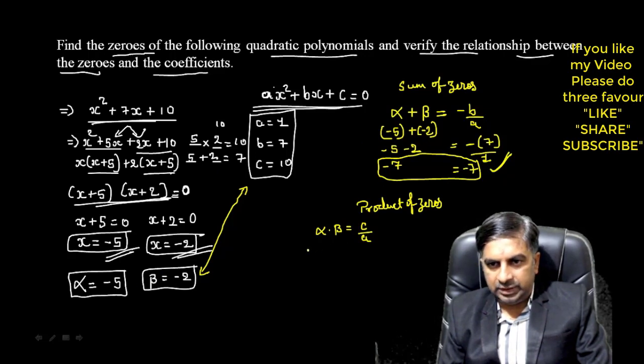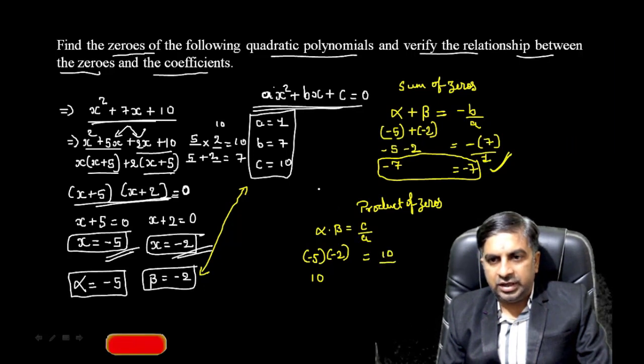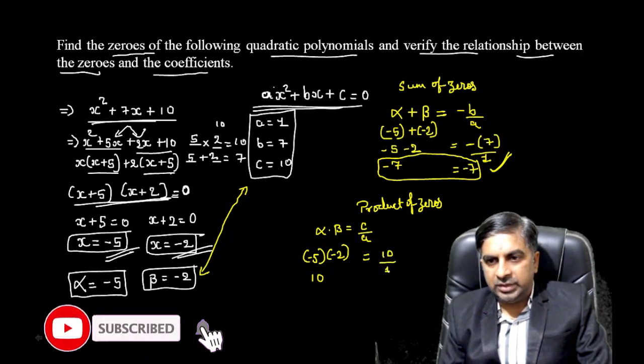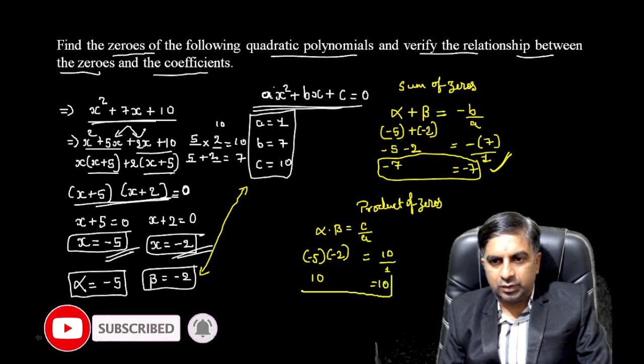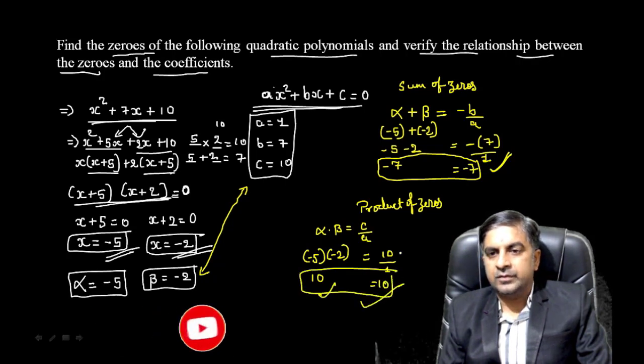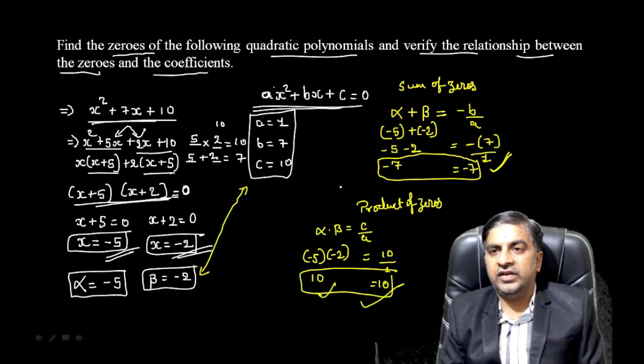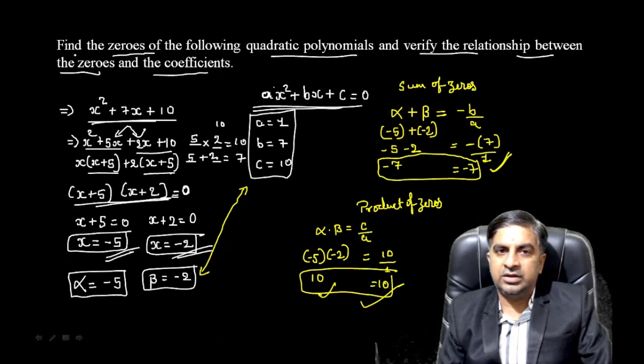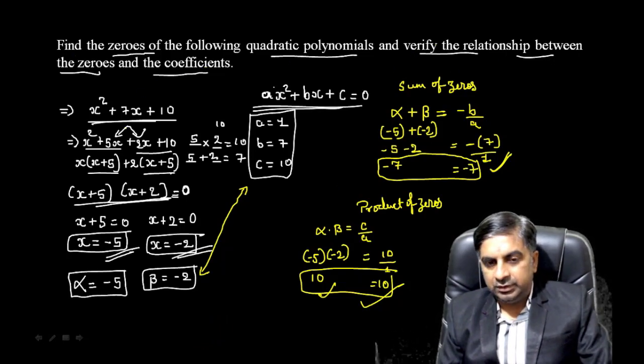Now alpha into beta means minus 5 into minus 2, minus times minus is plus, and 5 twos are 10. And here c is 10 and a is 1, so 10 by 1 is also 10. You can see here also you are getting the same answer. So this is called verification of the relationship between zeros and coefficients.